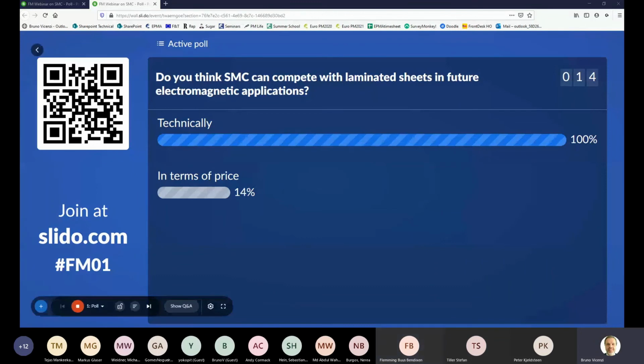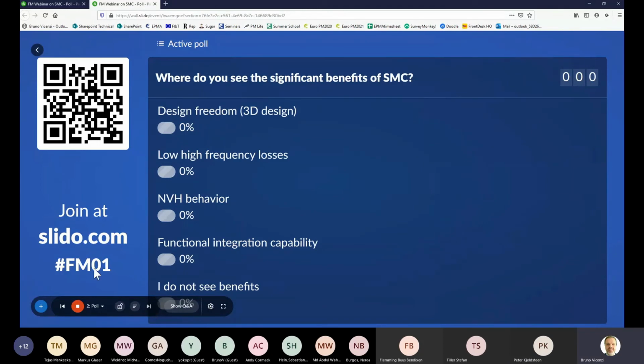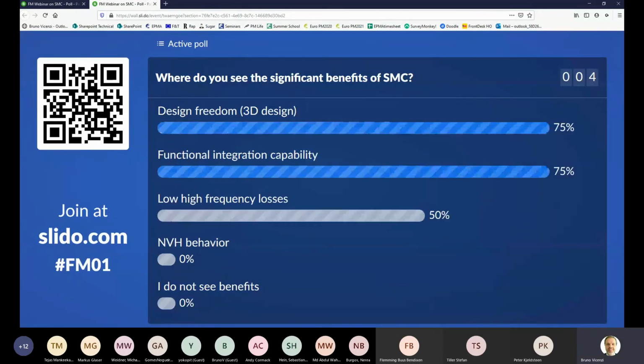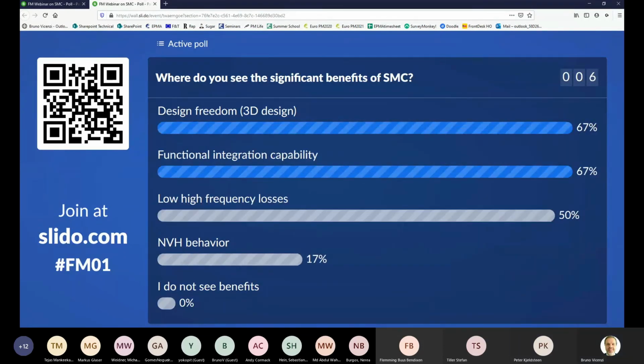Shall we move to the next question? Yes. Where do you see the significant benefits of SMCs? Design, low losses at high frequency, noise behavior, functional integration, or no benefit for the skeptics. But you're free to answer whatever you want. So results are coming in.